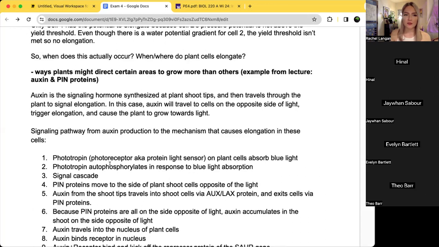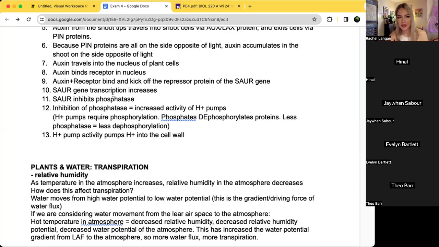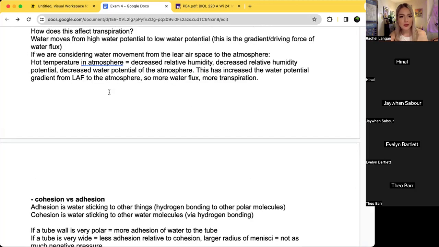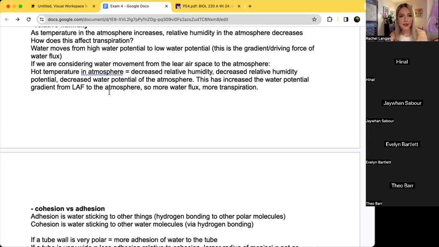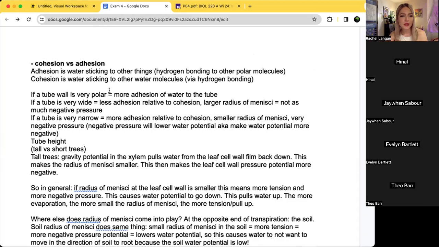And so I listed the whole signaling pathway there, but I'm very certain he wouldn't have you memorize that or ask you about it. Now we can talk about transpiration.